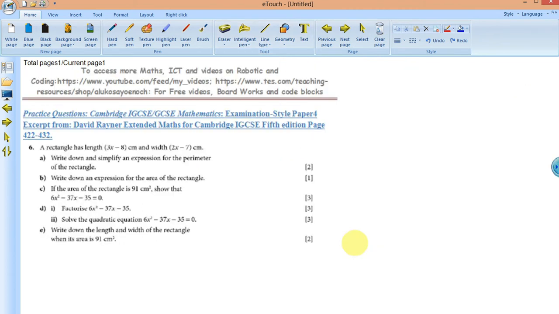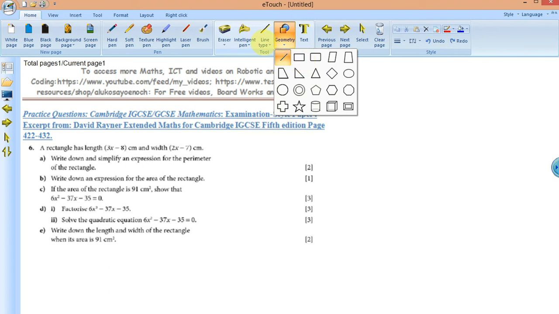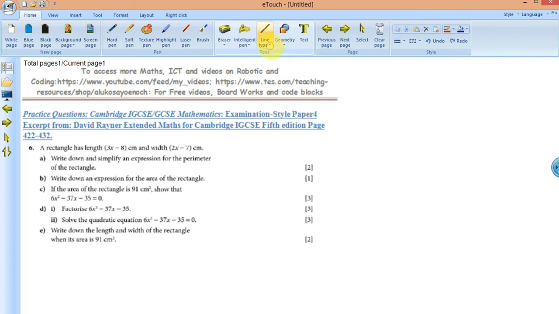Hey guys, here's the next question. A rectangle has length 3x minus 8 centimeters and width 2x minus 7 centimeters. The first task is to write down and simplify an expression for the perimeter of the rectangle. So let's take it one after the other.